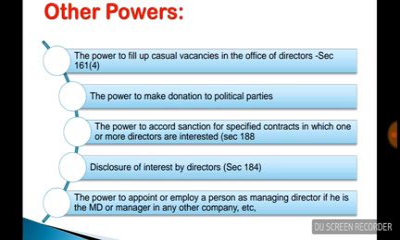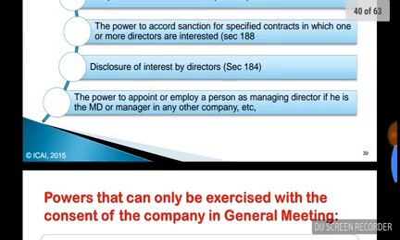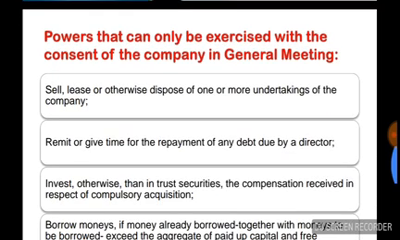This is all the summary. We discussed the powers of the board of directors, holding of board meetings, notice of the meeting, time, quorum, resolutions. Okay, let's go back to the content we have discussed and see whether everything was covered or not. Let's have a quick recap.